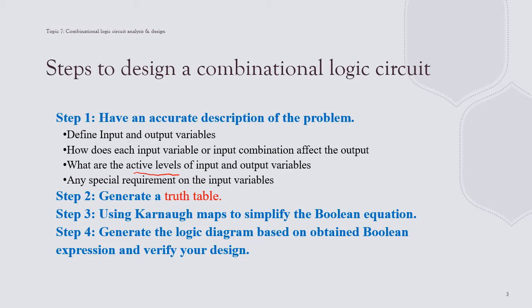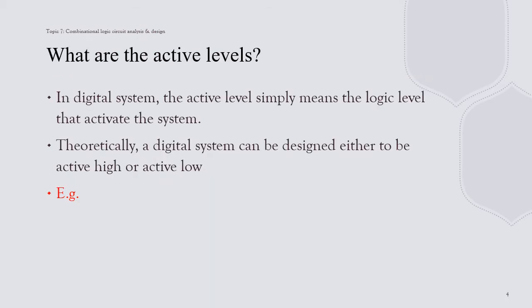So after you have a clear picture of the project, the most important job is to translate that information into a truth table. Once we have a truth table, we can use the Karnaugh map to get the simplified Boolean functions. Then we can generate the logic diagram based on the functions, and also do some verification of our design. Before we work on a real project, let's first talk about the active levels.